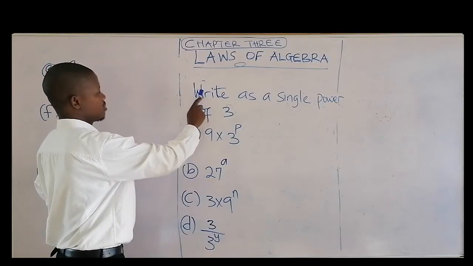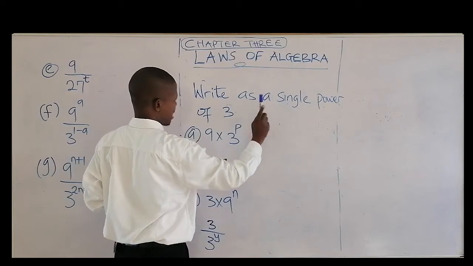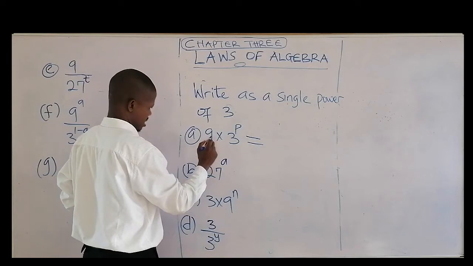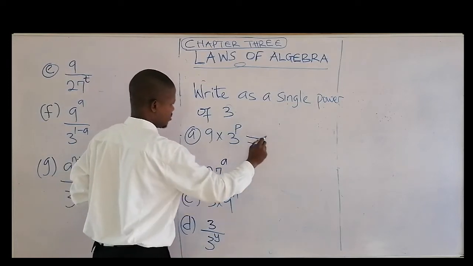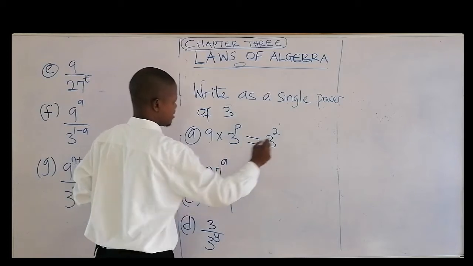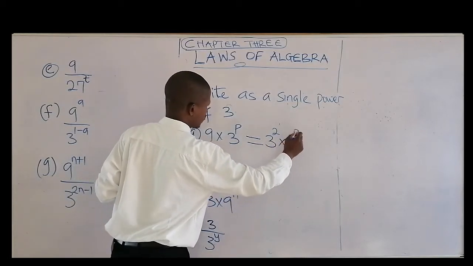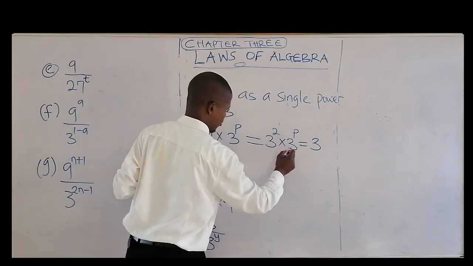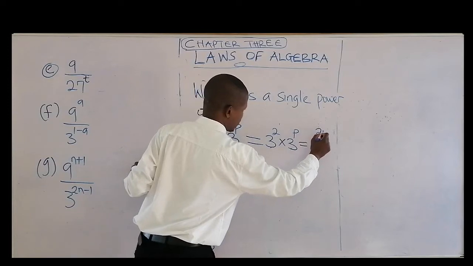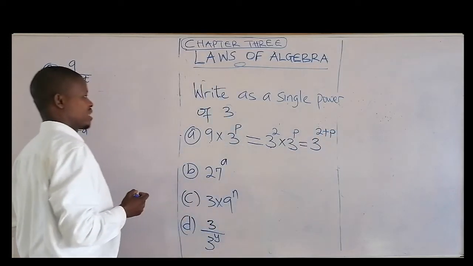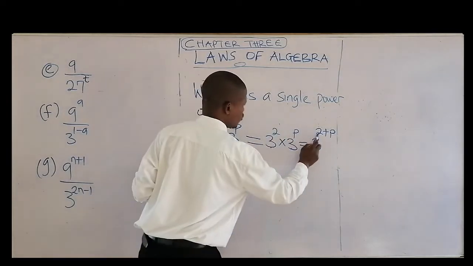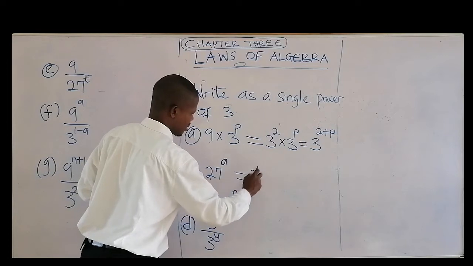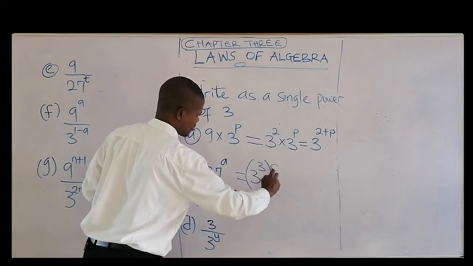We have this question with a single power of 3. So what this means is this. Question 1. This is 9, which is 3 to the power 2, and then 3 to the power p. So at a single power of 3, you're multiplying: you take one of the bases, then you add the powers together. So the power now is 2 plus p.